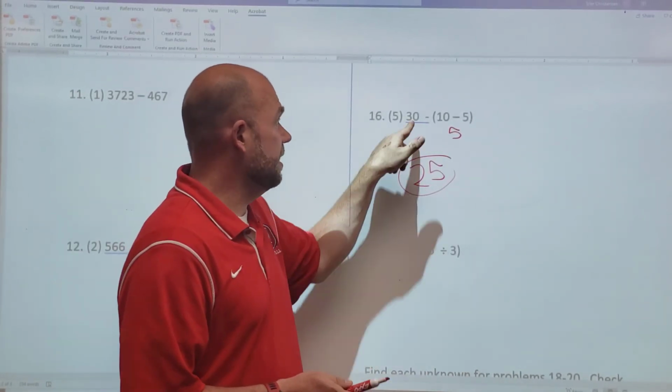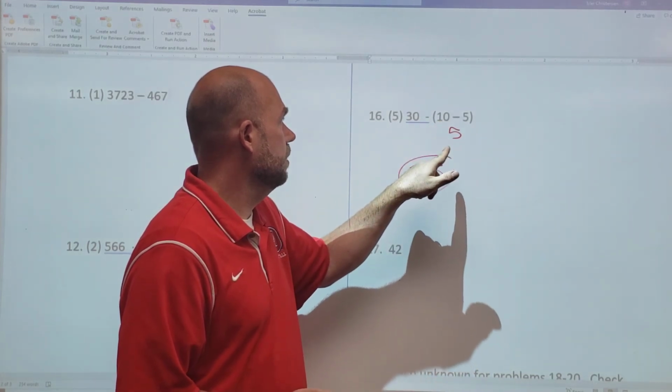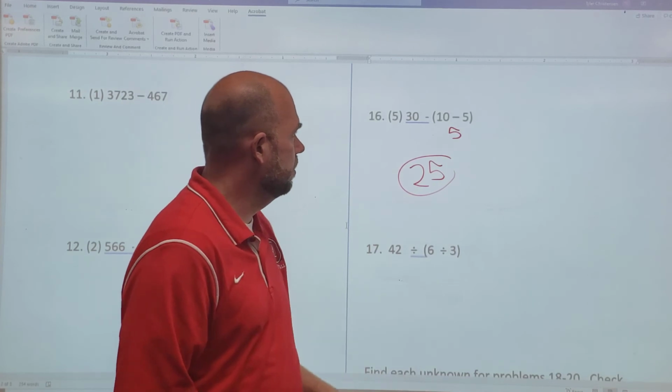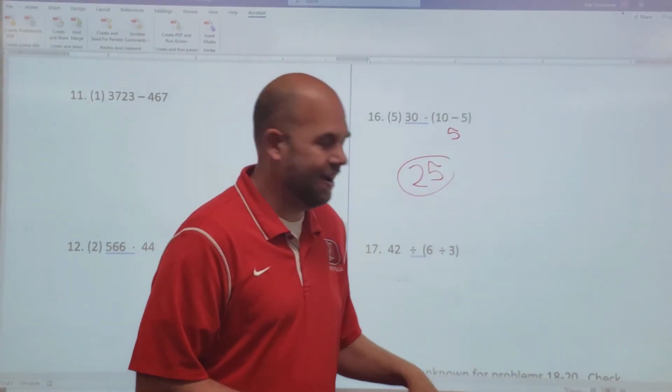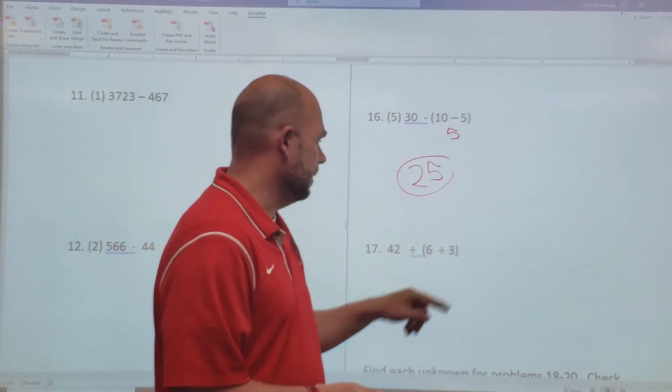That would be different than if we just went straight across. 30 minus 10 would be 20. Oh, minus 5 would be 25 either way. This is a bad problem. Who wrote this? This guy. I'll rewrite it in the next version. That was really bad. All right, but hopefully this one will work out better.